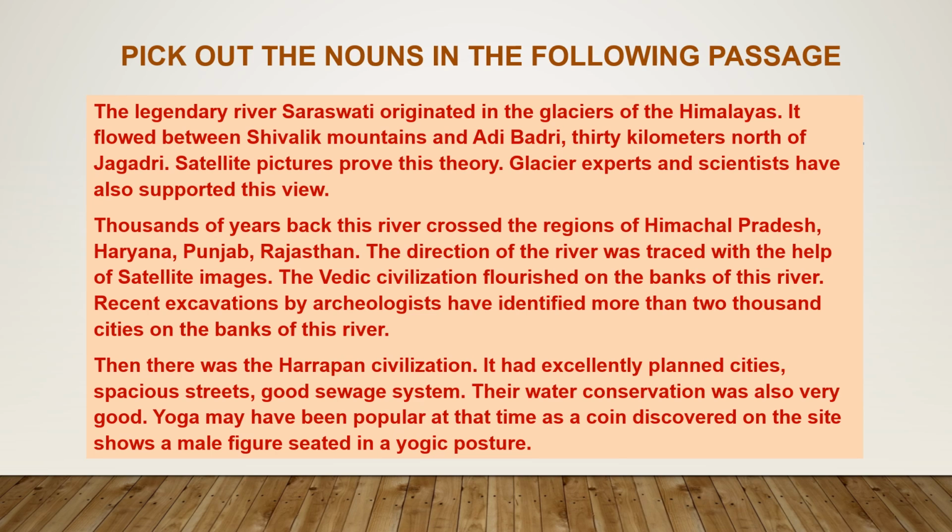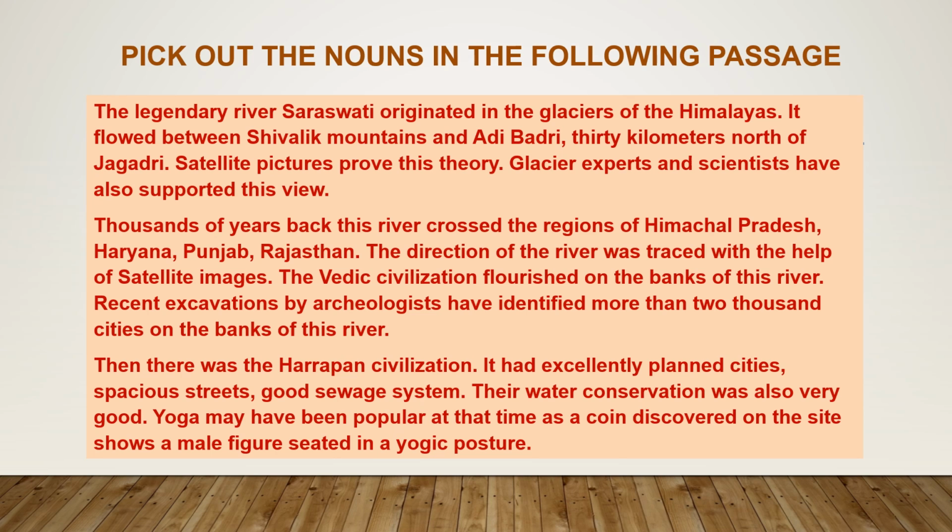Let us now look at the first passage. I'll read it out for you, and then we move on to the second passage. The question here is, pick out the nouns in the following passage. The passage is this. The legendary river Saraswati originated in the glaciers of the Himalayas. It flowed between Shivalik mountains and Adi Badri, 30 kilometers north of Jagadri.